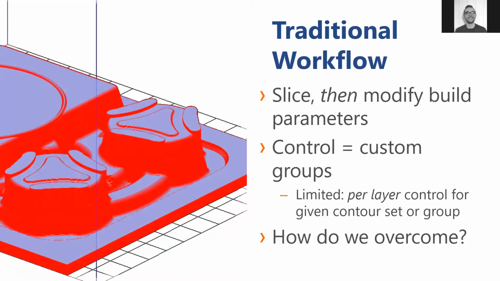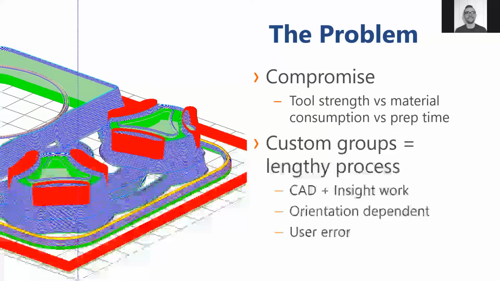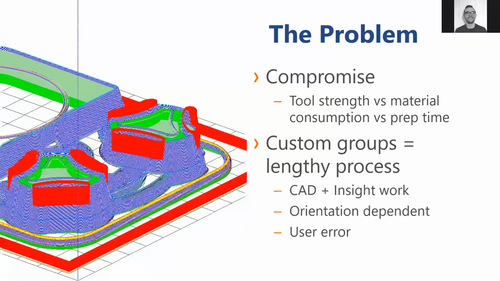Typically and traditionally, the way we've overcome that is by using multiple slice bodies and then combining them with custom groups. So on the left here, we have an example of a comprehensive pulp and paper tool that's been done using a number of different STL files that have been processed independently and then combined within Insight in order to give us different interior fill and different parameters for different groups.